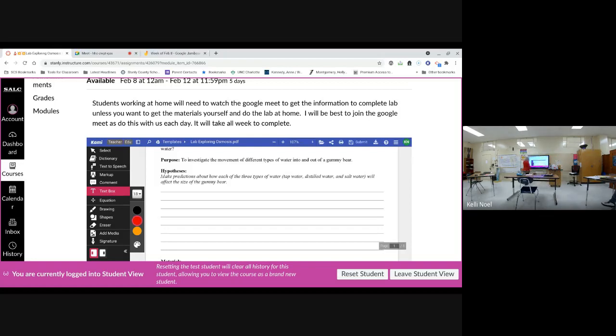So on your paper, in making your prediction, you're going to tell me, does the gummy bear change size or stay the same? If it changes, is it going to shrink or is it going to swell? So I would write each type of water. You would say tap water, distilled water, salt water, and tell me what you think is going to happen to that gummy bear. You do not have to be right here.